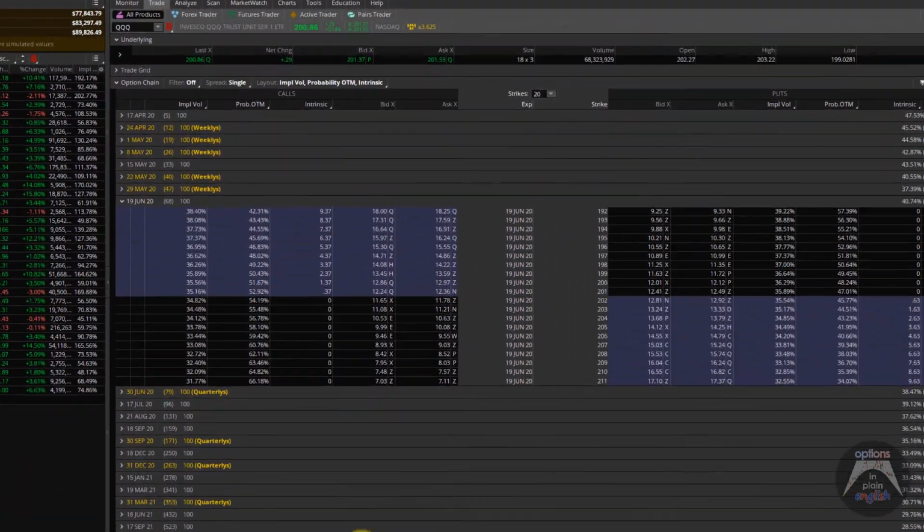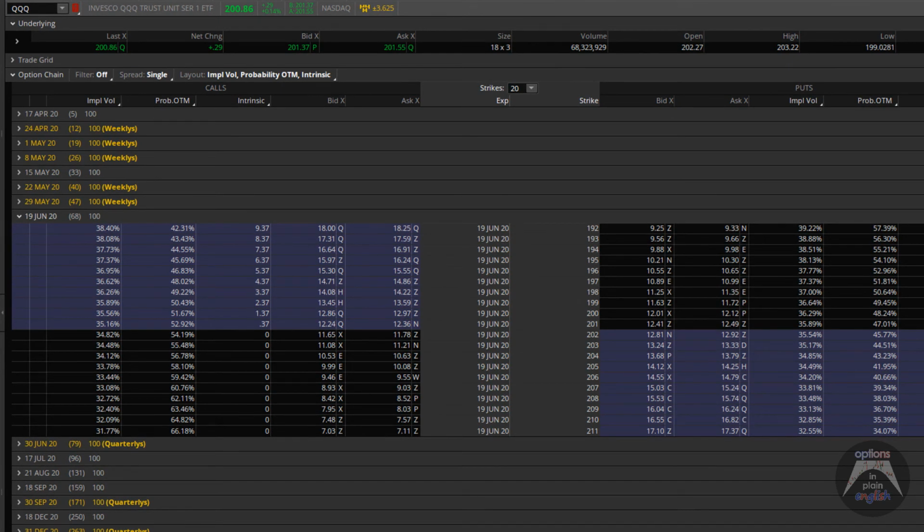And now we're here on the trading platform. We're going to be analyzing the QQQ, which is an ETF, an exchange traded fund for the NASDAQ 100. Sometimes it's called the Cubes, and it's a very widely used ETF. So it has a lot of liquidity, and it's probably one that you're going to be very familiar with if you start trading options.